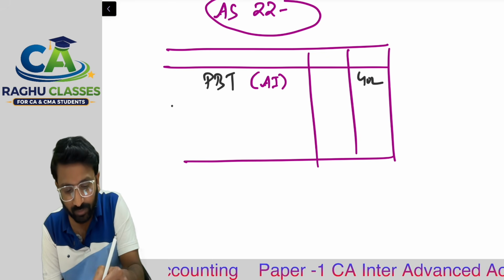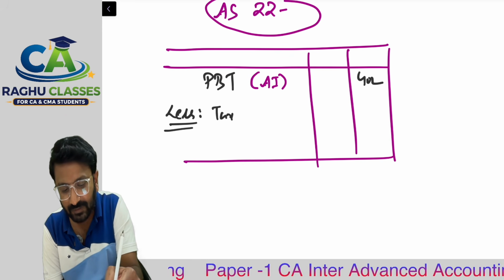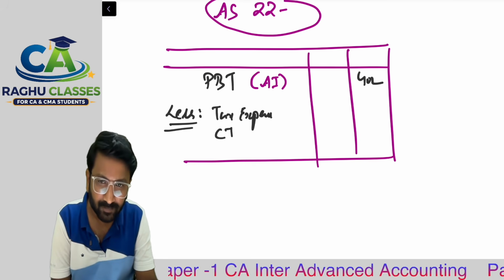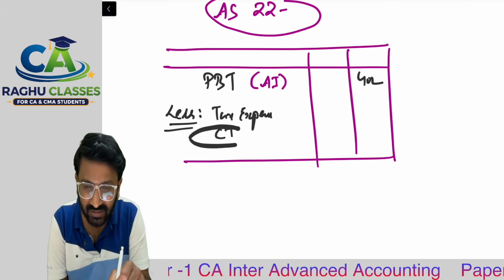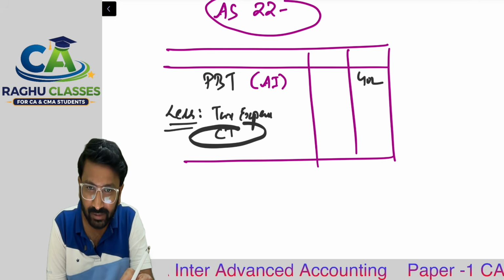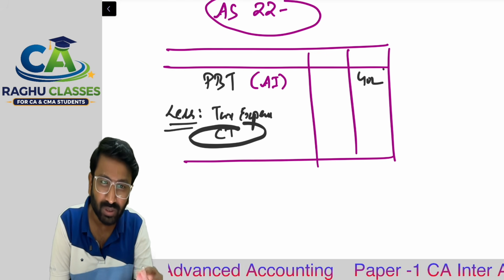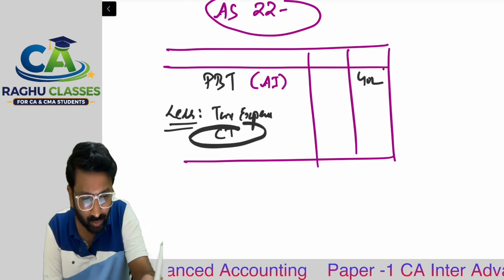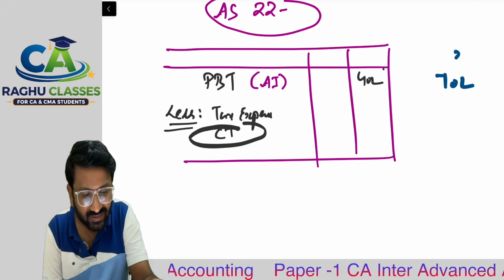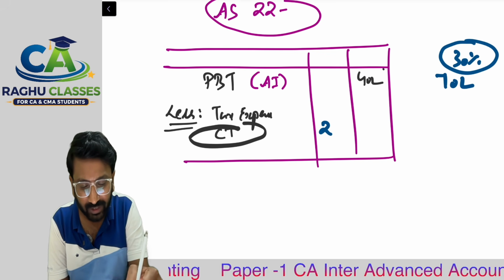From this profit before tax, when you minus a tax expense, we deduct current tax. This current tax is nothing but provision for tax. And when you calculate this provision for tax, you don't calculate it on accounting income. You calculate it based on your income tax provisions. So let's say your taxable income is 70 lakh. On that, let's say 30% tax you're supposed to pay. So I create a provision for, let's say, 21 lakh.